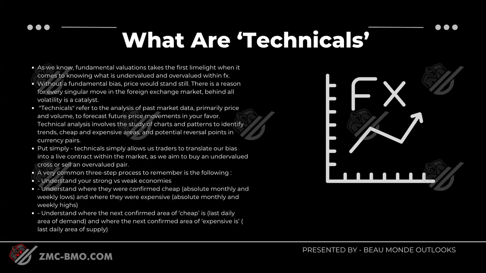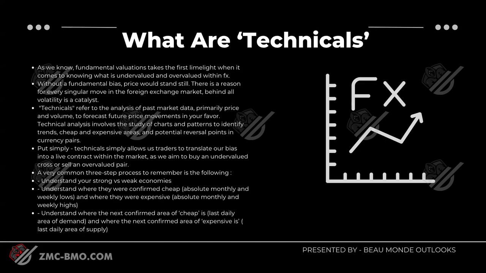Now, technicals refer to the analysis of past market data, primarily price and volume, to forecast future price movements in your favor. Technical analysis involves the study of charts and patterns to identify trends, cheap and expensive areas, and potentially reversal points in the currency pairs. Put simply, technicals allow us to translate our bias into a live contract within the market, as we aim to buy an undervalued cross or sell an overvalued pair.